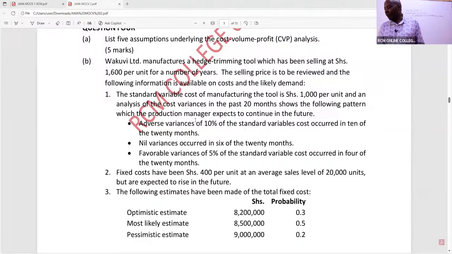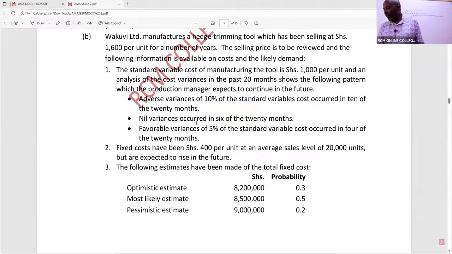You can see adverse variances on the standard cost occurred in 10 of the 20 months. Nil variances occurred in 6 of the 20 months. Favorable variances, 5% of the standard variable cost, occurred in 4 of the 20 months. So, ladies and gentlemen, let's write down the new variable cost.